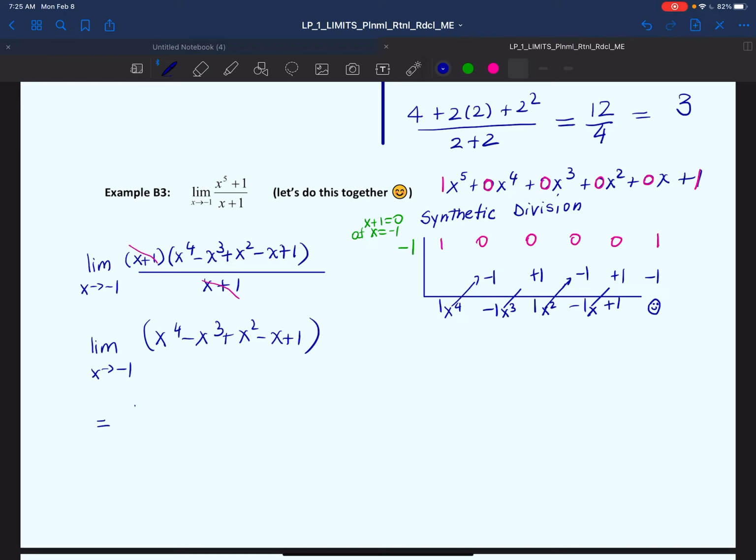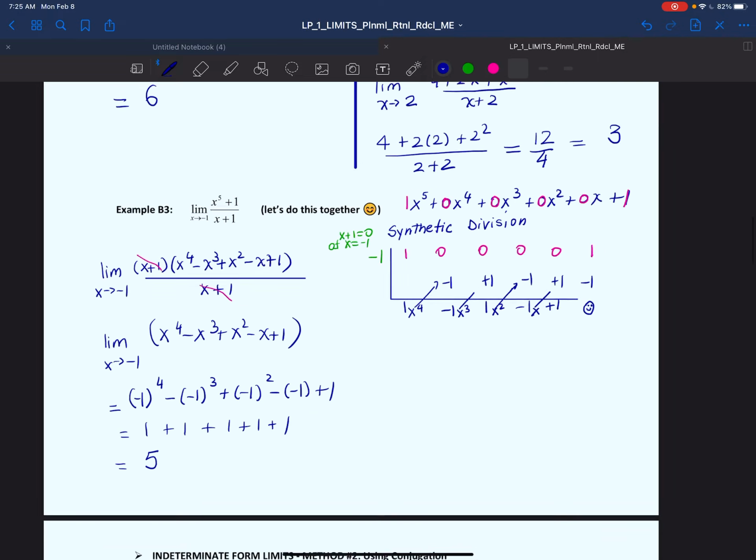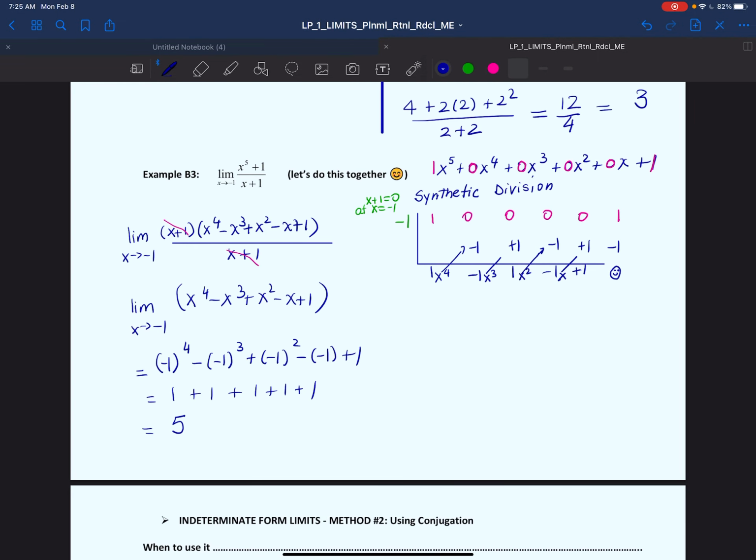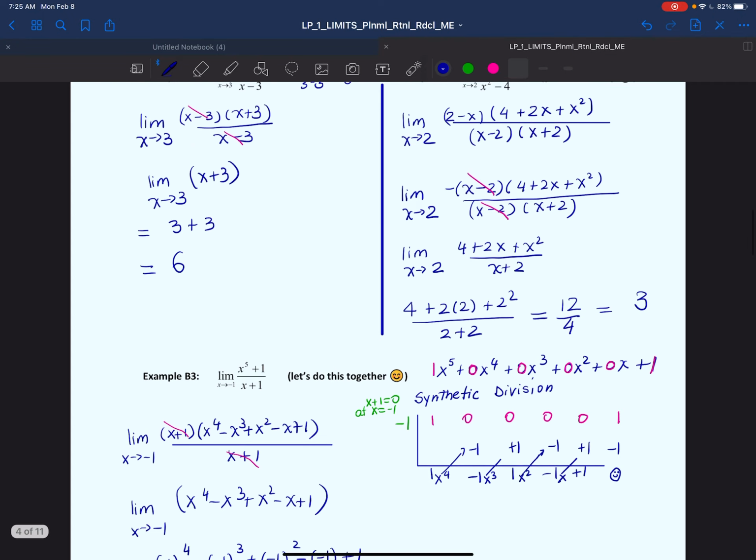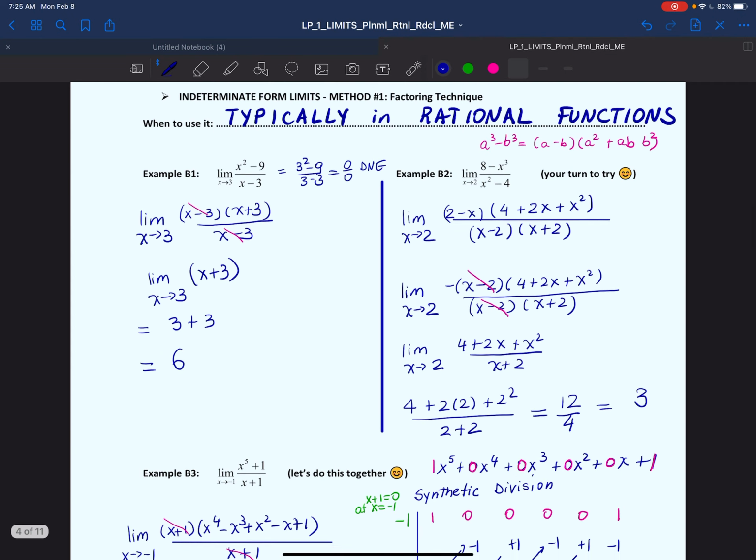And now we can substitute x by -1. So (-1) to the power 4 minus (-1) to the power 3 plus (-1) squared minus (-1) plus 1. So that's a 1. And it seems that the answer is 5. So we just looked at evaluating a limit by using factoring.